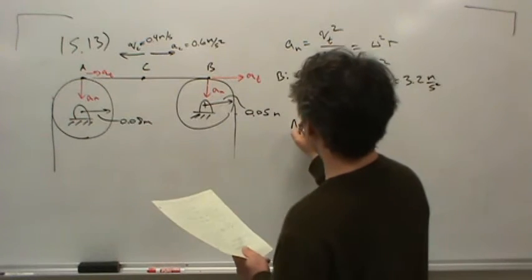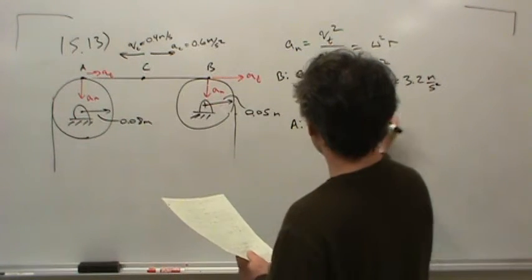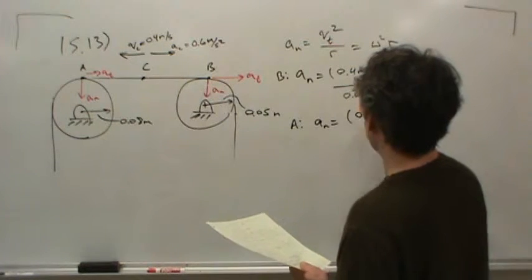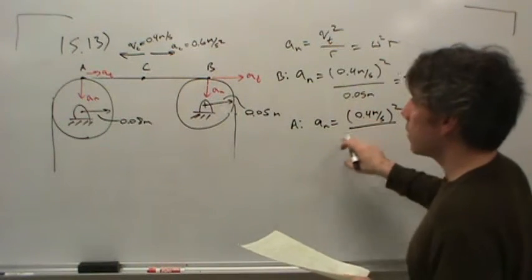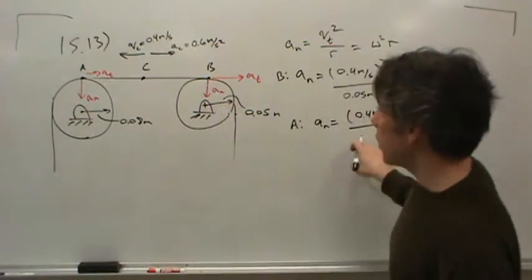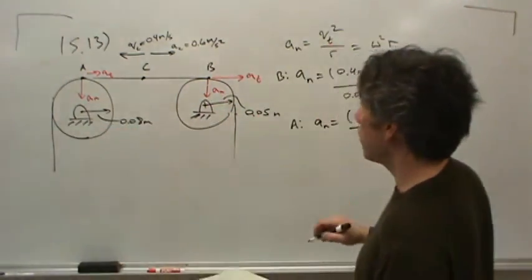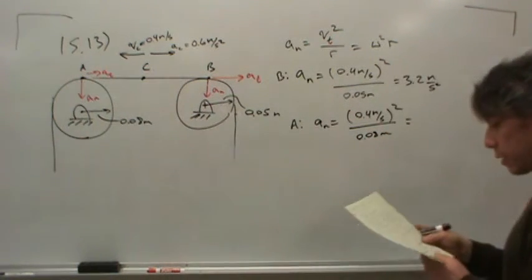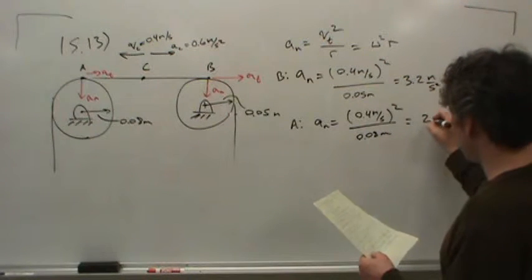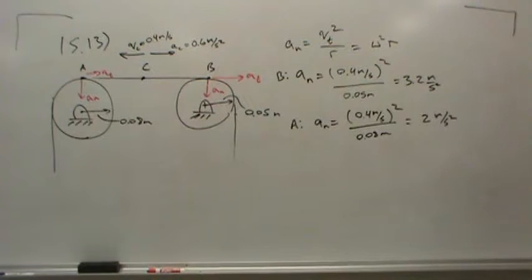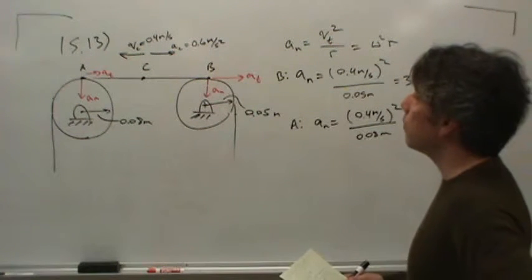If you do the same thing for A, the normal acceleration is 0.4 meters per second, quantity squared, divided by, because notice the linear speed at A is the same as C and B, the radius of the other wheel, 0.08 meters. When you plug all that in, you should find a normal acceleration of 2 meters per second squared for A. So there's the normal acceleration for point A and point B.